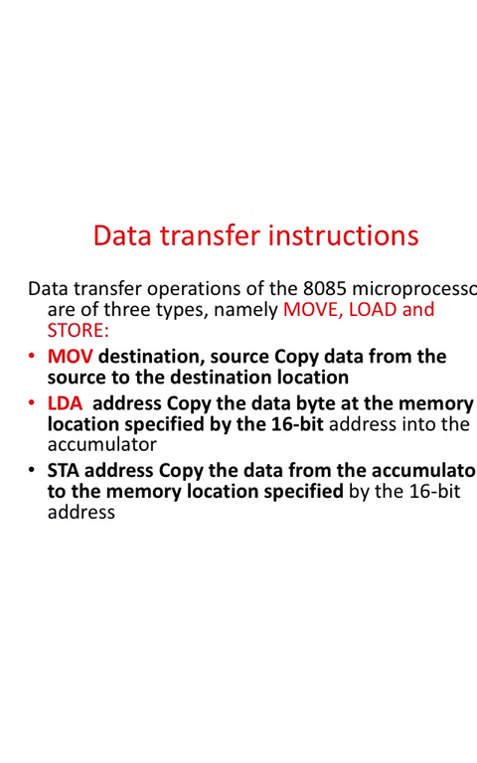Data transfer instruction. Data transfer operations of the 8085 microprocessor are of three types, namely move, load and store. MOV destination, source copies data from the source to the destination location. LDA address copies the data byte at the memory location specified by the 16-bit address into the accumulator. STA address copies the data from the accumulator to the memory location specified by the 16-bit address.